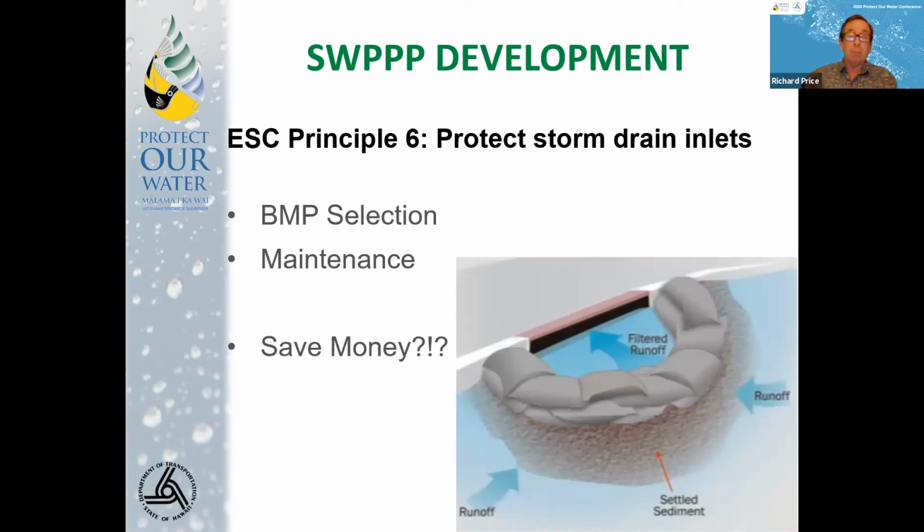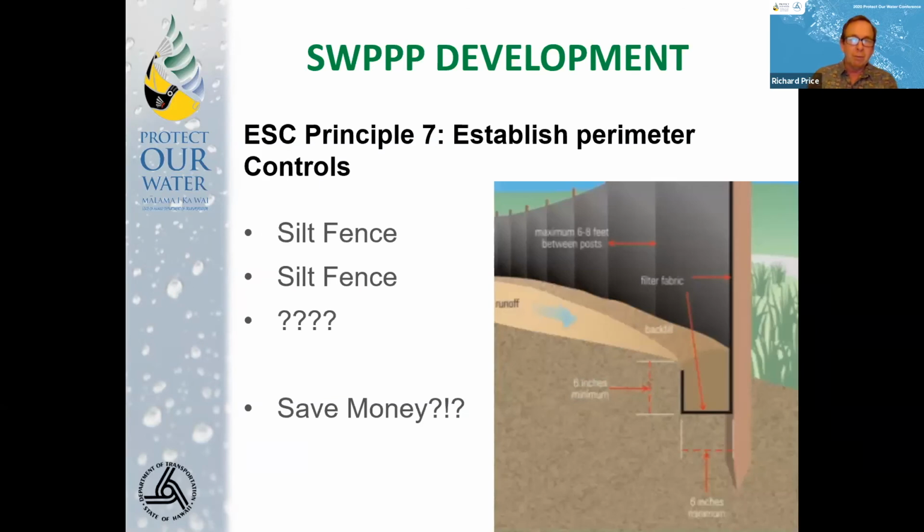Principle 6, protecting storm drain inlets. This is a hard one to save money on. These are problematic no matter what you do. There tend to be a lot of them. They're maintenance intensive. People tend to run over whatever you put there. So you might put some thought into BMP selection depending on the type of site and the traffic, but I don't have a lot of good suggestions there.